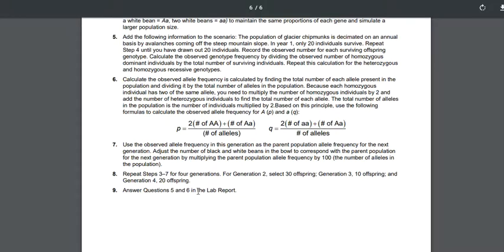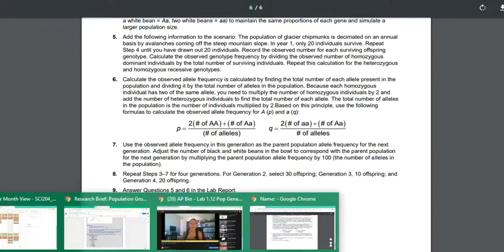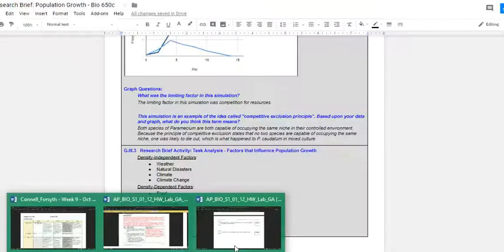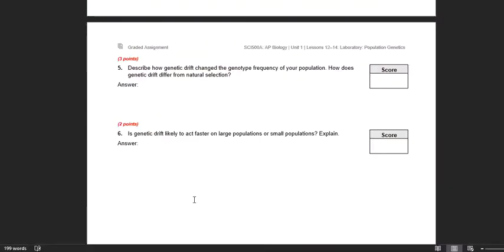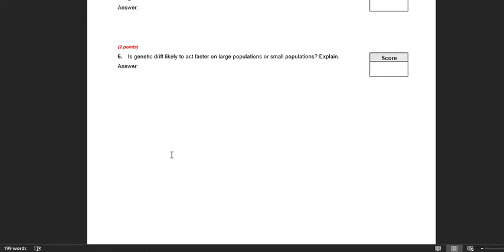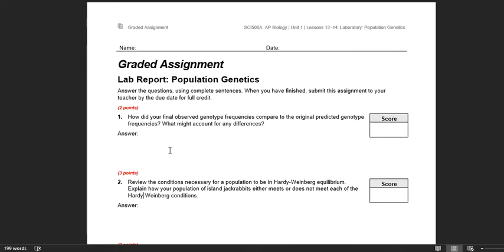At the end here, it says that that's when you finish your data table, you go answer questions 5 and 6 in your lab report. Right here. Describe how genetic drift changed. Is genetic drift likely to act faster on large populations versus small? So this is the paper that you submit for that lab, okay? And it's just giving you good practice with the Hardy-Weinberg variables.